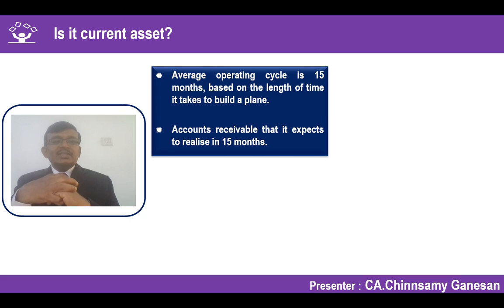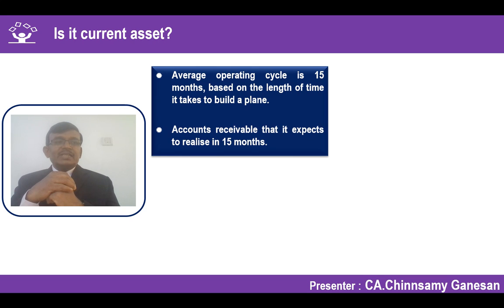Let me take, is it a current asset? I take some questions. The operating cycle is 15 months, assuming that it's a long-term gestation period industry. So it is 15 months because it's manufacturing aircraft, maybe a company like HAL or any other company which is manufacturing aircraft. The accounts receivable is expected to realize within 15 months. Whether the accounts receivable or trade receivable is considered as a current asset is the question. So what are the 4 rules, if we try to recollect?